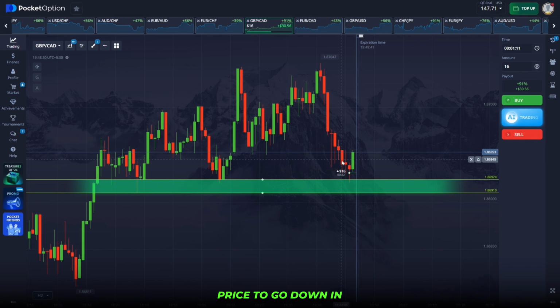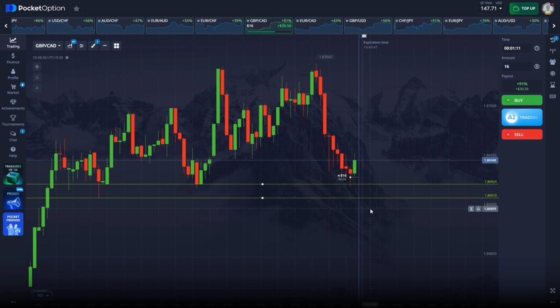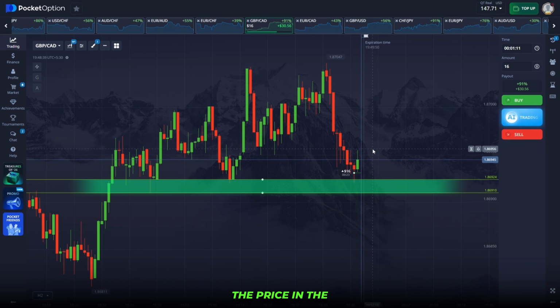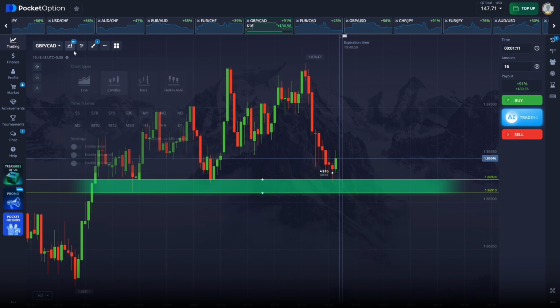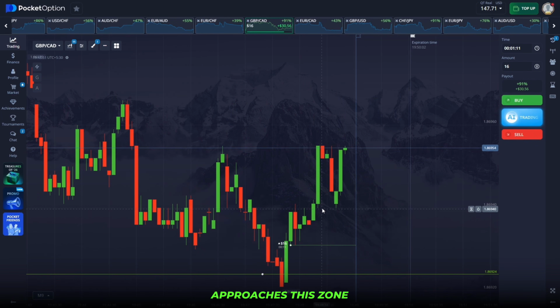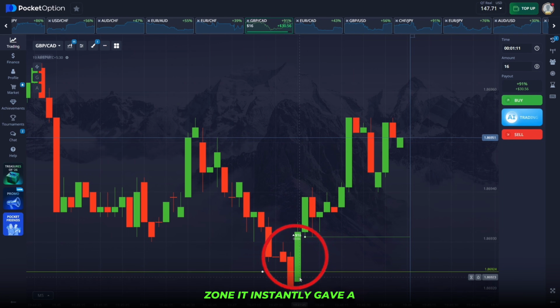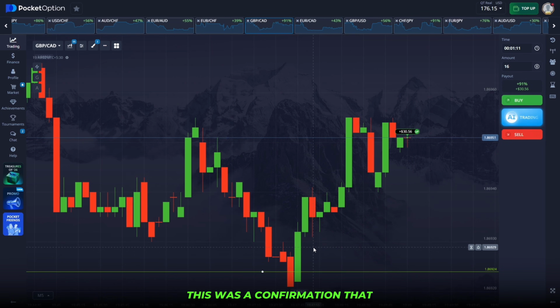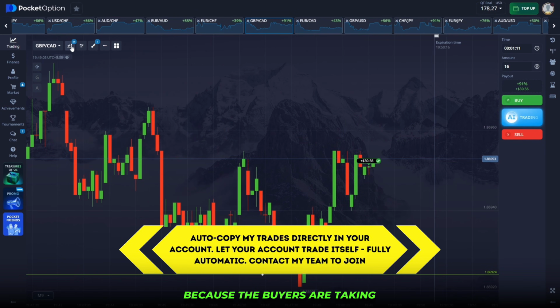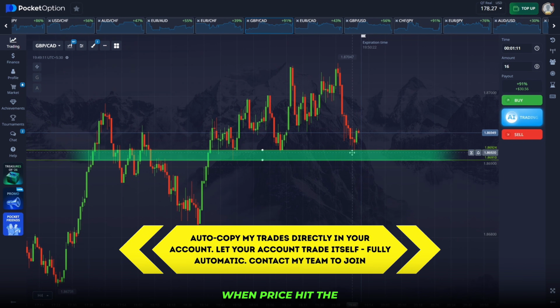I waited for the price to go down. In the meantime, you can see multiple rejections from the buyers, showing that they want to push the price in the upside direction. So this was the first case, that price was about to hit the buying zone, the support level. And on the 5-second chart, when price approached this zone, as soon as it hit the zone, it instantly gave a strong bullish reversal pattern. Now this was a confirmation that price will go up because the buyers are taking control. The reversal pattern formation took place when price hit the buying zone.